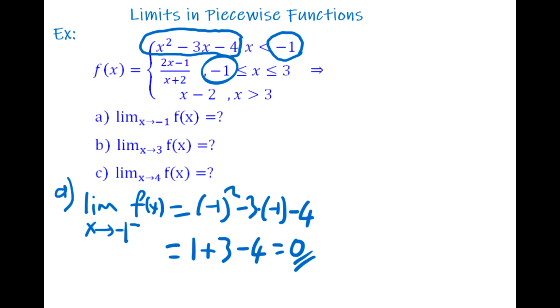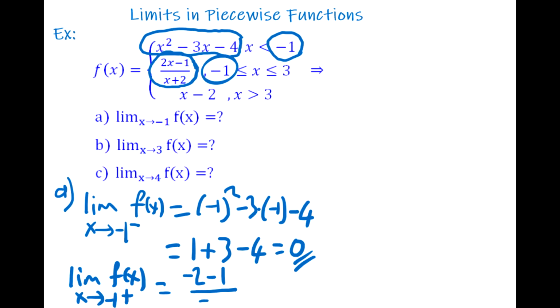So the left limit is 0. Let's take a look at the right limit as well. Limit f of x when x goes to -1 from the right. In this case, I'm going to apply the second function. So just put -1 instead of x, and once you do it, we're going to have 2 times -1 is -2, minus 1, divided by -1 plus 2, guys. And that is -3 divided by 1, which is -3.